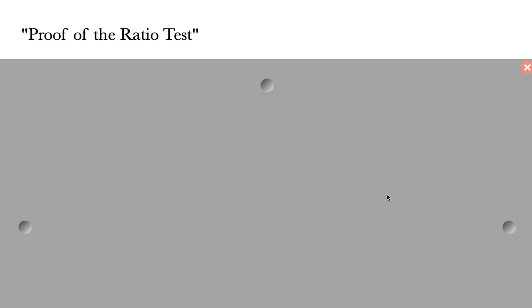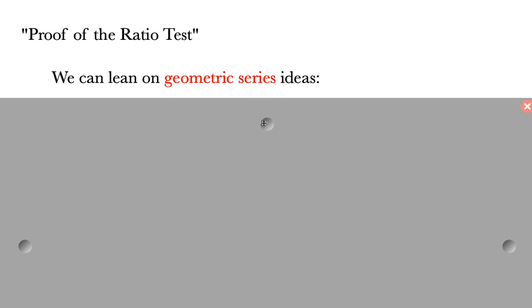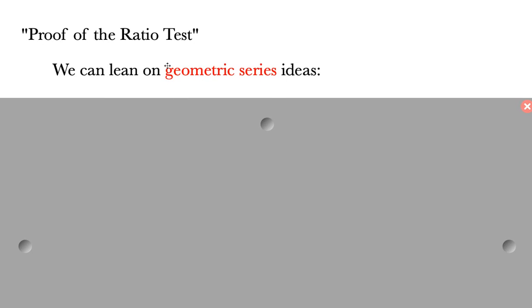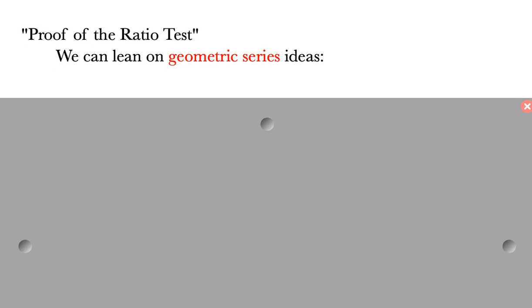Okay, so the deal here was, why does the ratio test work? Why are those the situations that lead to convergent and divergent? This is more of a motivation than an actual proof, but let's take a look here. What we do for the ratio test is we lean on the idea of the geometric series. And what we know about the geometric series is that if the R value is less than 1, we get a convergent series. And if the R value is greater than or equal to 1, we get a divergent series.